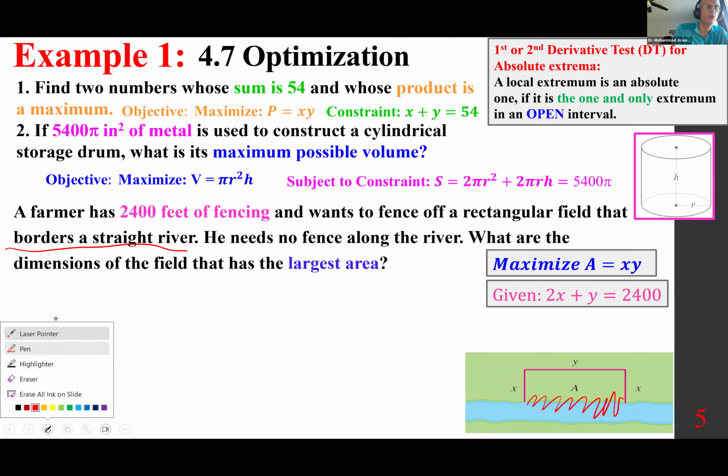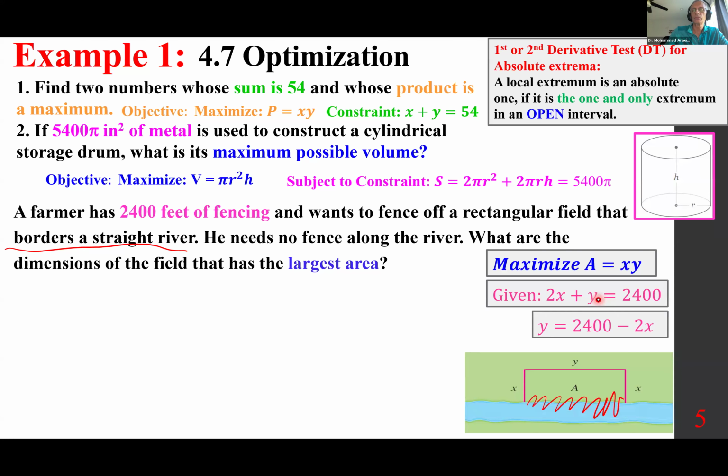A is a function of two variables, x and y. To make it a function of one variable, you solve for y here and put it in there. Now you want to maximize A as a function of x, which is x times (2400 minus 2x). Now, it is extremely important to write the domain. The domain is from 0 to 1200.